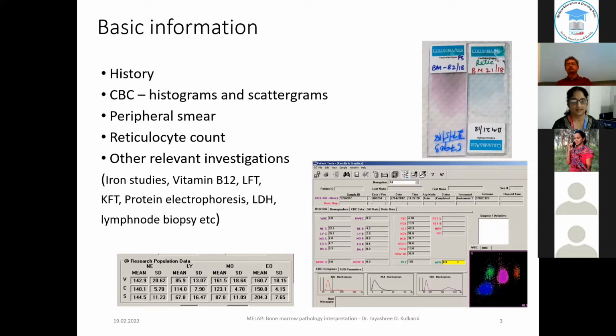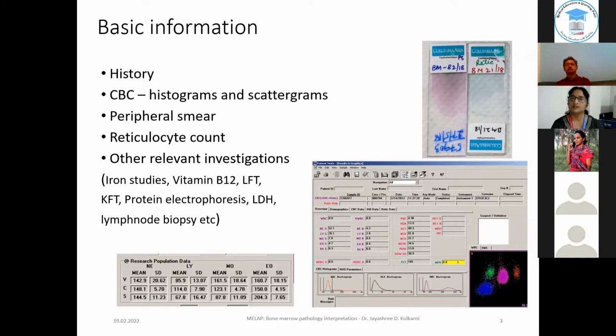Now, the first and foremost will be the CBC, because without the histograms and scattergrams, all these values which you get from the instrument are meaningless. So we have to make it a routine practice to view the histograms and scattergrams, because a lot of cases can be diagnosed even at this stage. Though this is outside the purview of today's talk, I would reiterate that this is the most important thing one pathologist can do before touching the bone marrow slide, right?